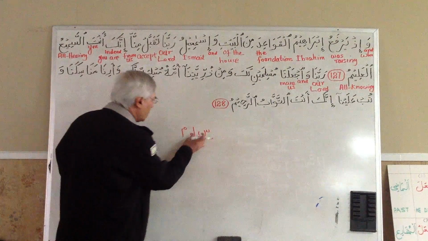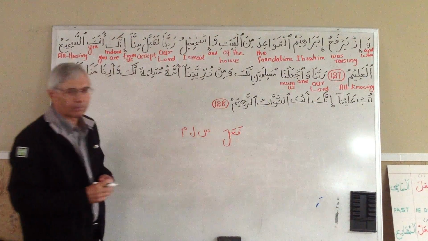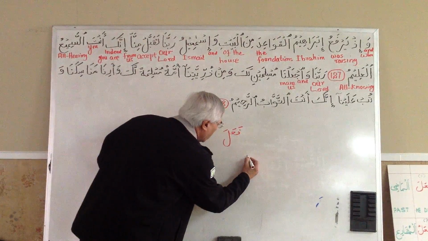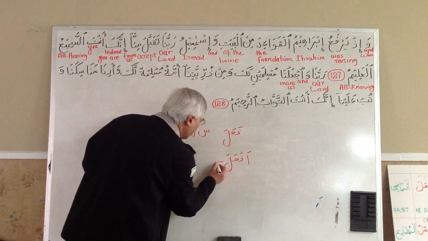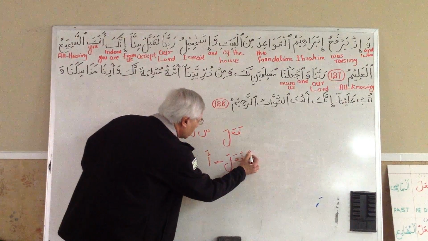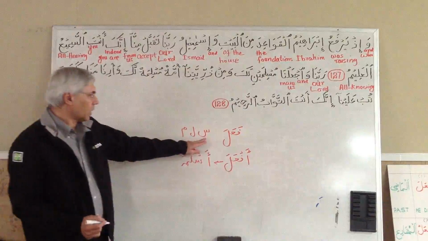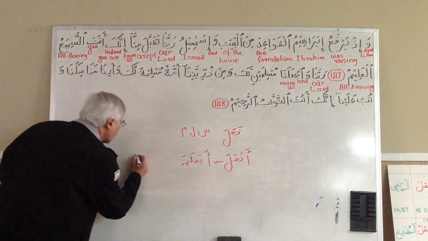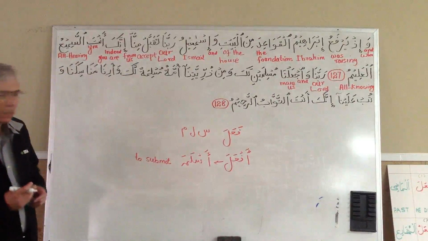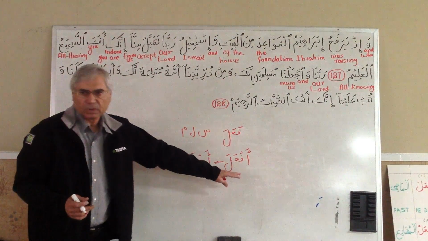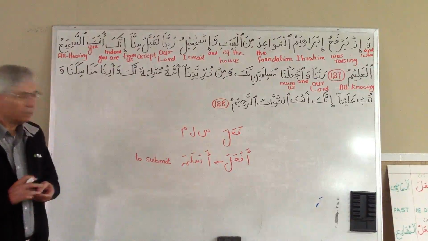And this is a 3 letter word, Fa'ala. If I want to make it Af'ala, another 4 letter form, by adding an alif in the beginning, this will become Aslama. The meaning of this is to submit. Fa'ala means to do, he did, but this is a different bab, where the meaning changes. So aslama means to submit.